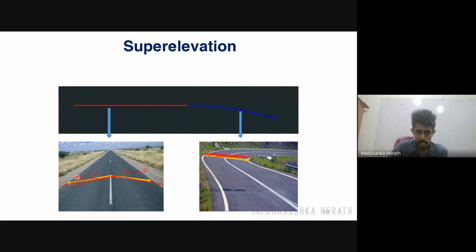But we have to gradually rotate this pavement in this direction.